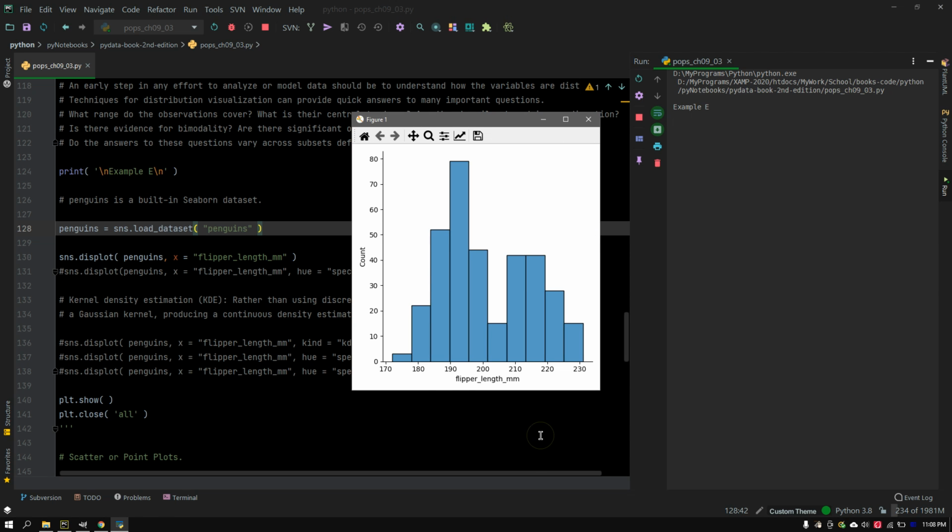All right, so it looks like the majority of the penguins have about 190 something millimeter length fins, flippers. And we have a bimodal one. You see there are two bumps. All right.